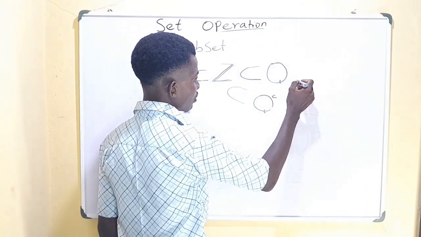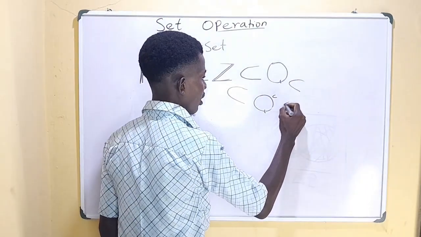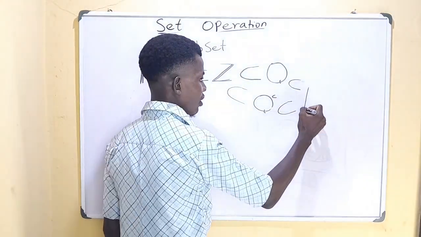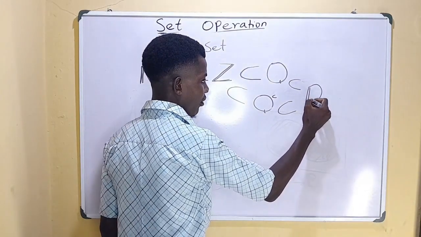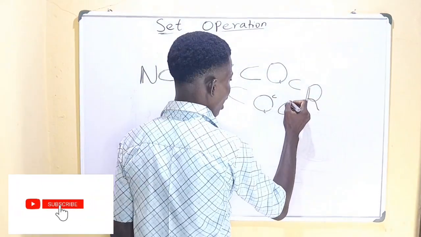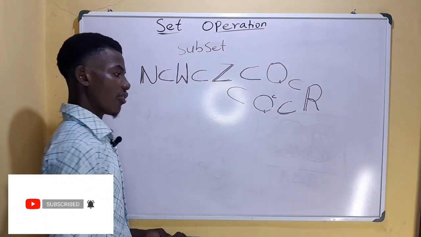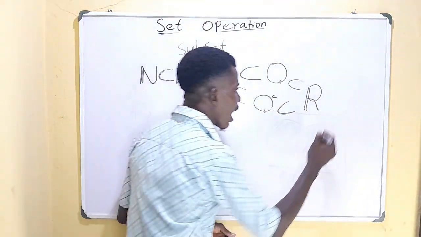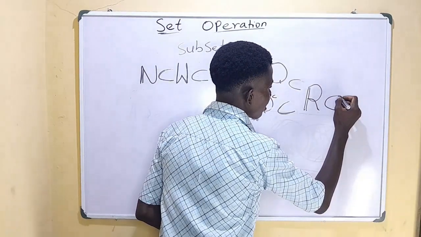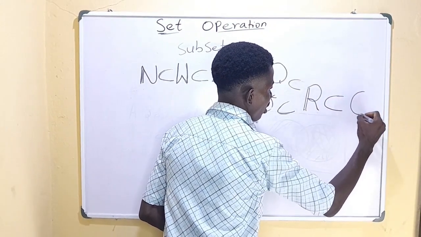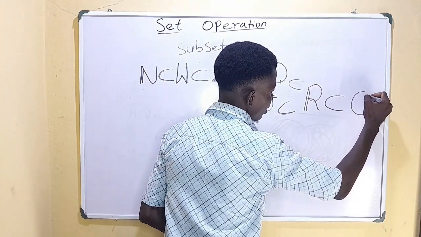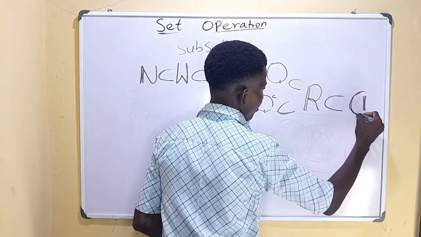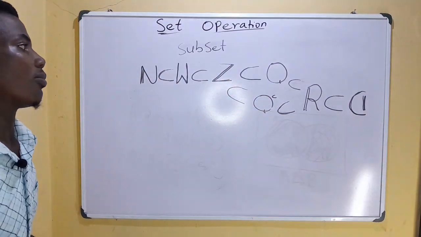Now, these two are subsets of R. These two are subsets of R. Now, R is a subset of complex numbers.